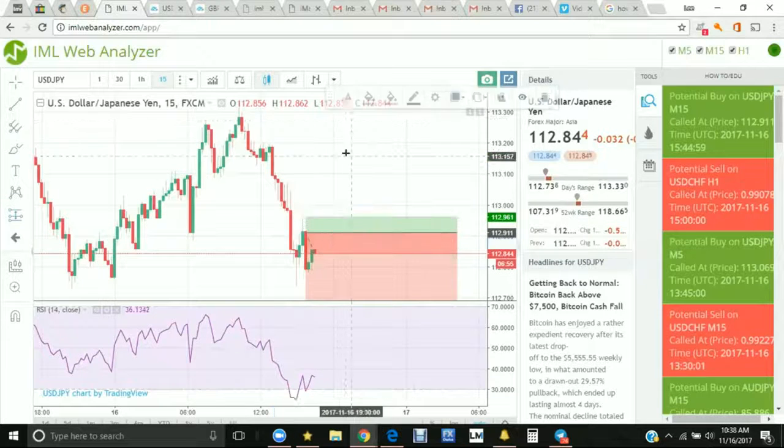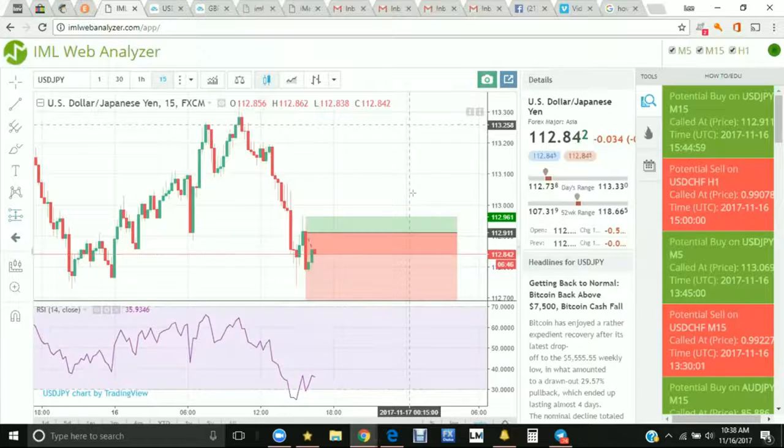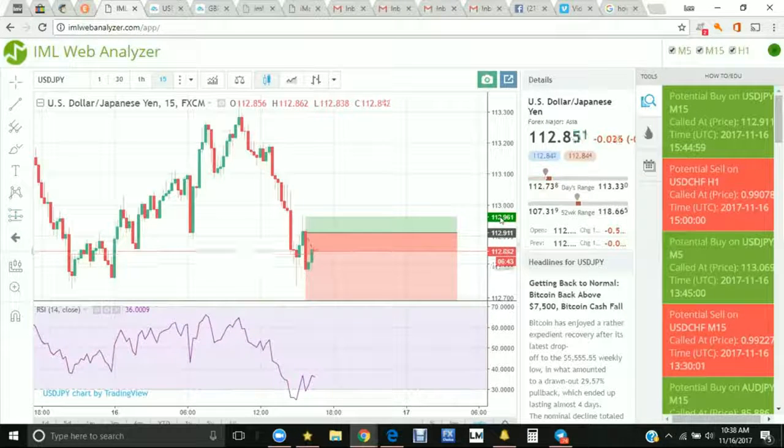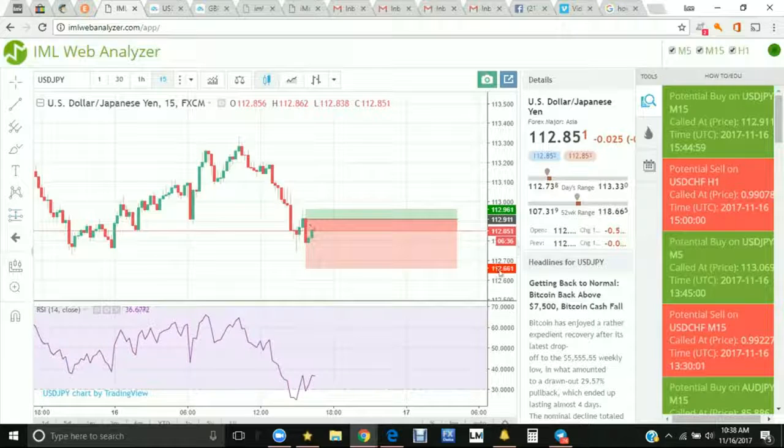Now what happens is this little, it's a position tool. I just don't know what else it's called. It's a position tool. Anyway, so now if you'll notice, the green shows you your take profit number. The red, let me scooch it down a little bit. The red shows you your stop loss number, all right?